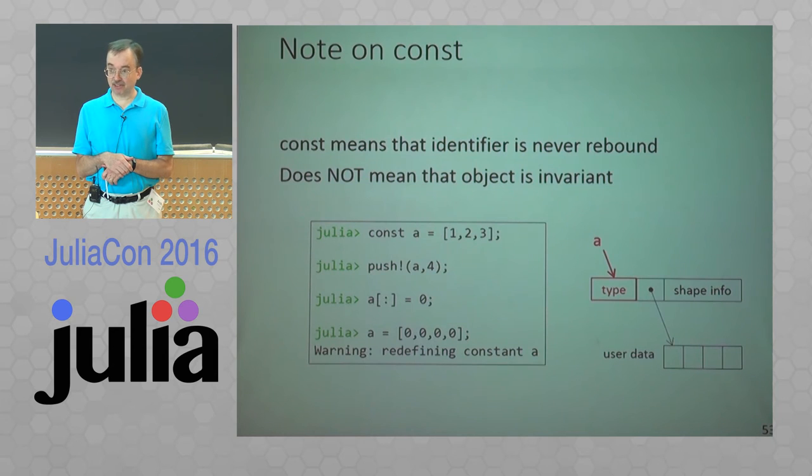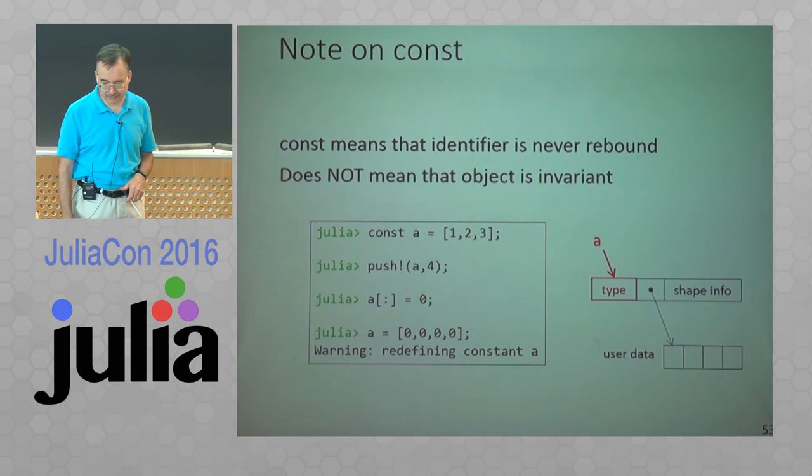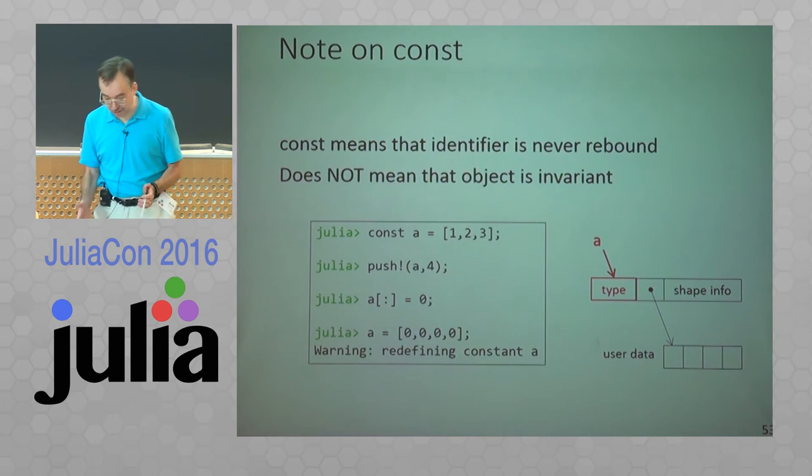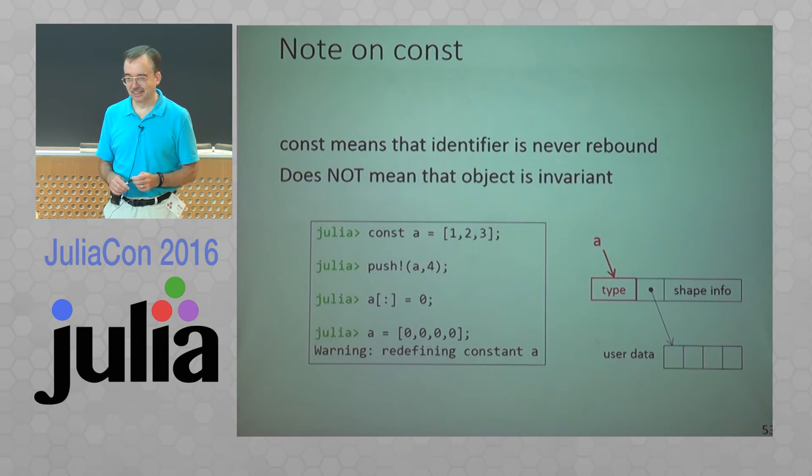I can assign zero to all the elements. No problem, because a is still that array. I'm changing the length of the array, I'm changing the elements of the array, but it's still the same array. I'm never rebinding a. On the other hand, if I try to rebind a to another array, in an interactive session I get a warning that, hey, you're cheating.